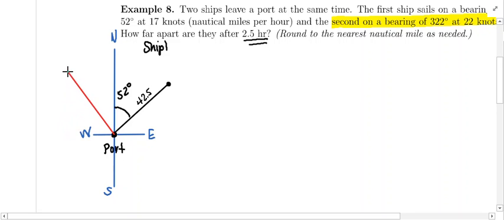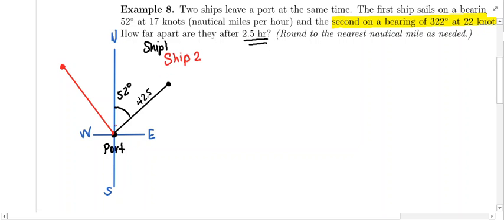Notice this ship is going faster. It's going 22 knots as opposed to 17. So if it's traveling for the same amount of time, it is going to go a little further. So this red line should be longer than the black line. So here we go. This is for ship number 2.